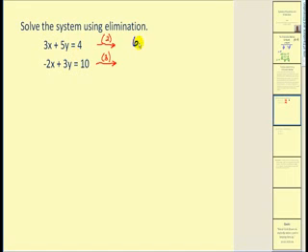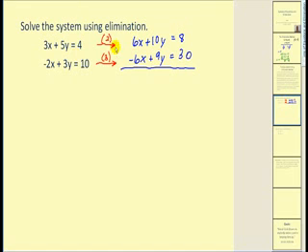So we'd have 6x plus 10y equal to 8. Here we'd have negative 6x plus 9y equal to 30. Now we'll add the two equations together. That's sometimes why it's called the addition method. Of course, when we add a positive 6 and a negative 6, that would be 0. So the result would be 19y is equal to 38. Divide by 19. We have a y value equal to positive 2.